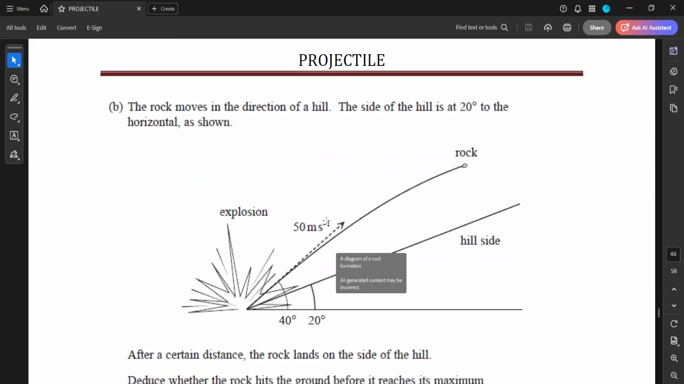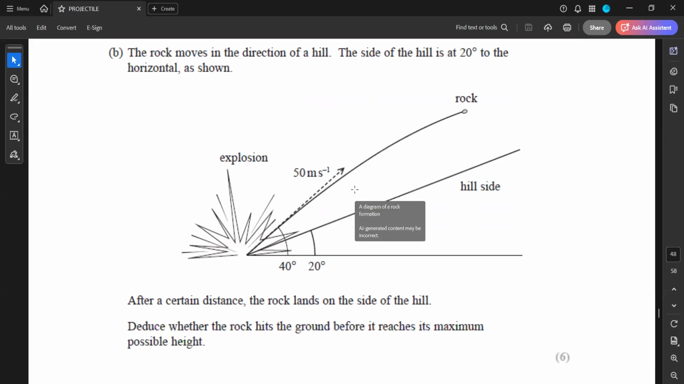The rock moves in the direction of a hill. The side of the hill is at 20 degrees to the horizontal, as you can see here. After a certain distance, the rock lands on the side of the hill. Deduce whether the rock hits the ground before it reaches the maximum possible height.